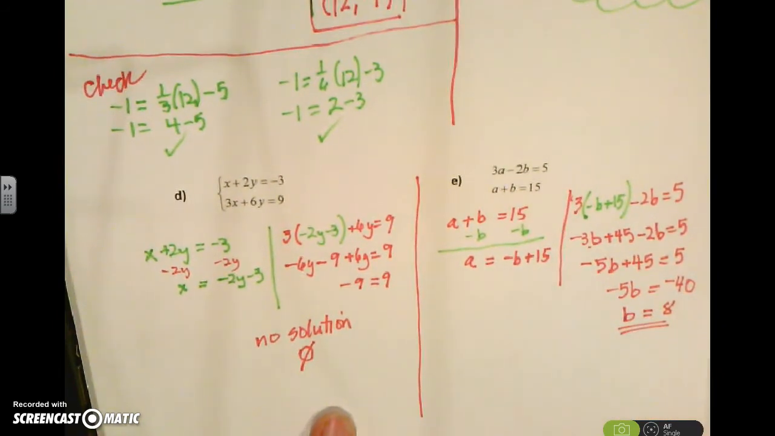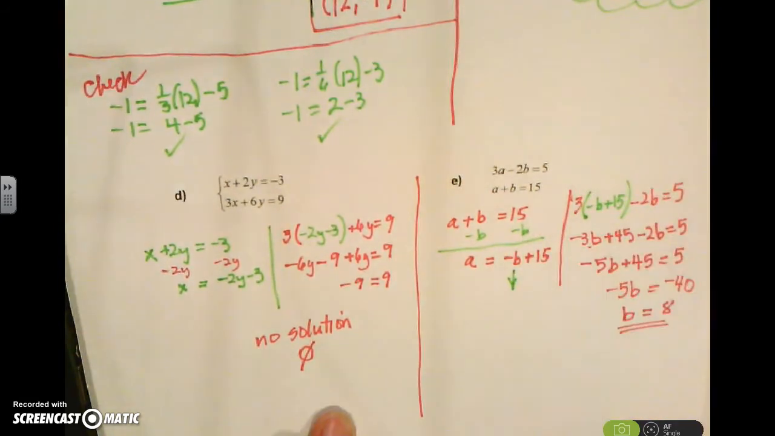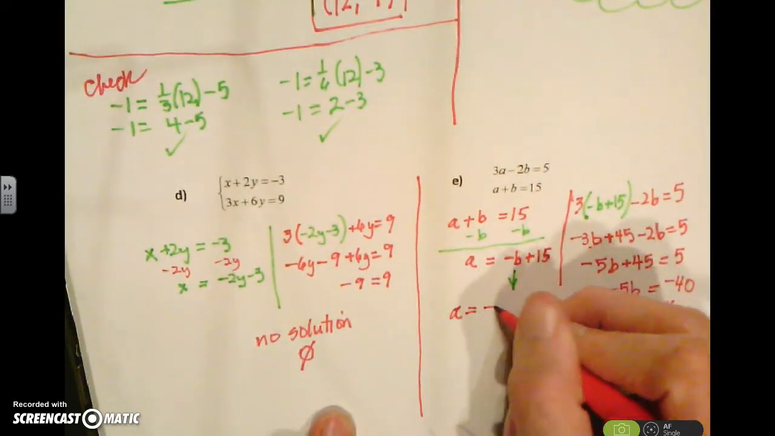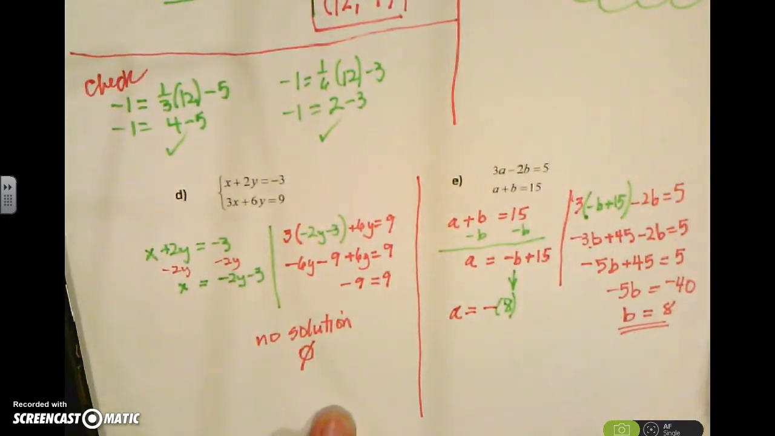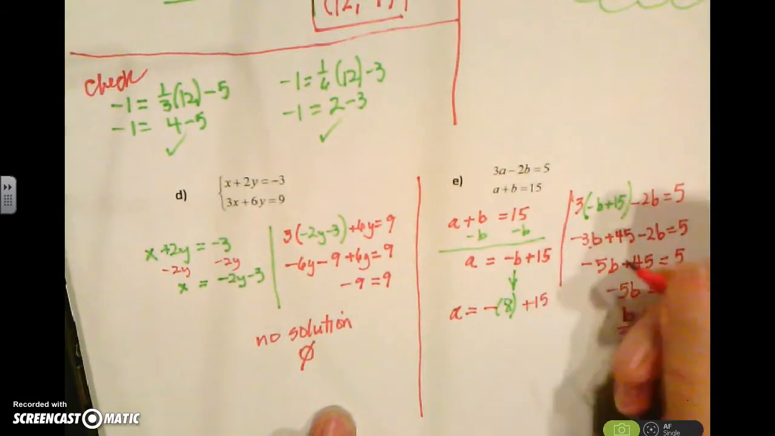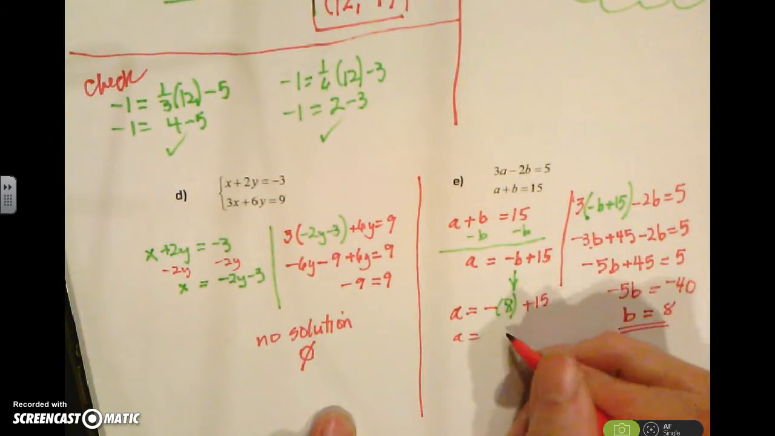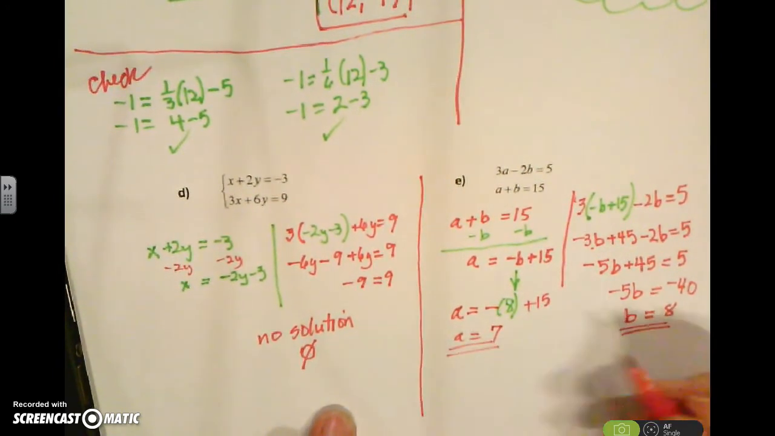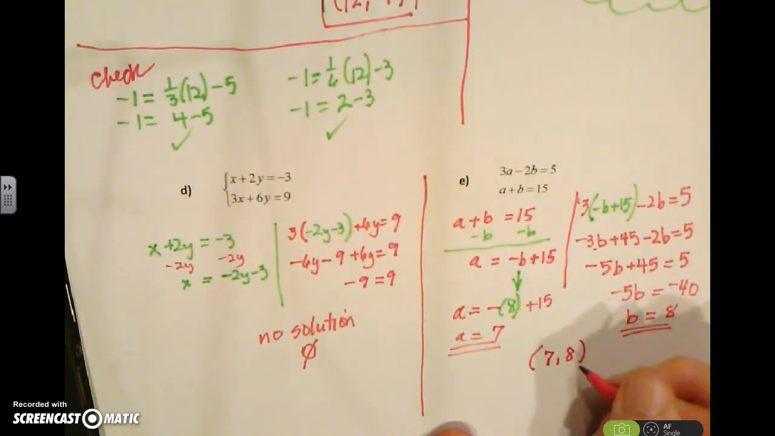So there's the first part of my solution. Now I'm going to come over and in place of the b, I'm going to put in the 8. So I'm going to have a is equal to negative, I'm going to put the 8 in, plus 15. So it's negative 8. So negative 8 plus 15 is 7. So A is 7, B is 8. I'm going to put them in alphabetical order when I put them in an ordered pair, A, B.